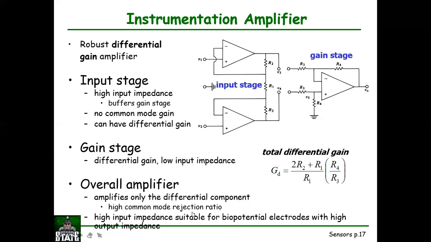High common mode rejection ratio. Again, common mode rejection ratio means it will reject your V1 plus V2 output. High input impedance, suitable for the biopotential electrodes with high output impedance.